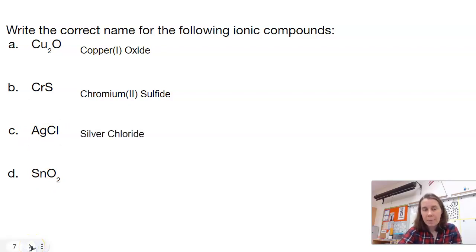Silver, we know, is always +1, so we don't need a Roman numeral for that one, so it's just going to be silver chloride. And then Sn is tin. All right, if we have 2 oxygens, that means that's -4 altogether, right? So 2 -2s makes 4 negatives, all right, which means the tin must have a +4, so that would be tin(IV) oxide.